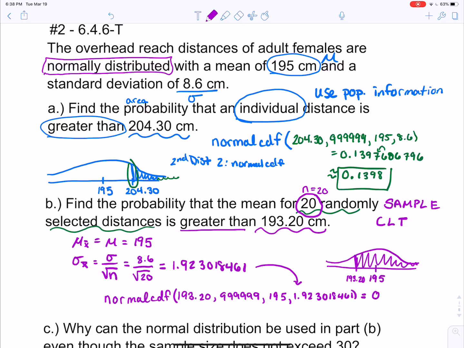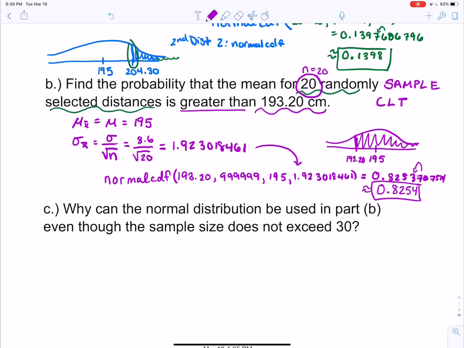When we do that, we get a probability of 0.8253707514. And same idea, they asked us to round to 4 decimal places, so we say that that probability is about 0.8254. If we look at part C, they asked us why could we use the normal distribution in part B even though the sample size does not exceed 30. Whenever they're asking us about that, they're really asking us why could we use that central limit theorem. And like we talked about up in part B, it's because the population was normally distributed.